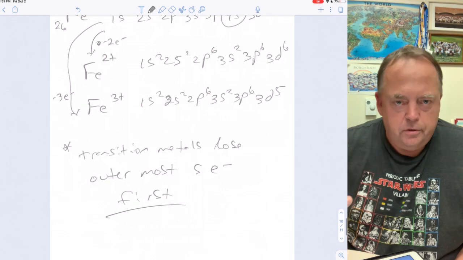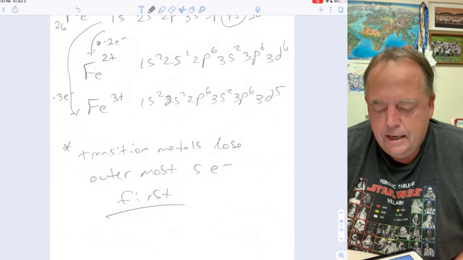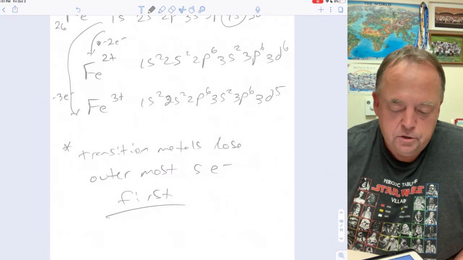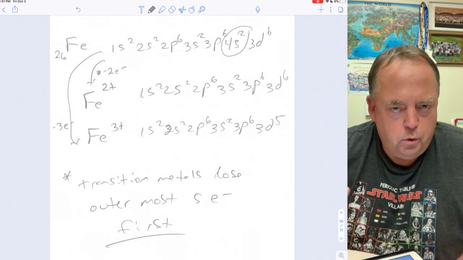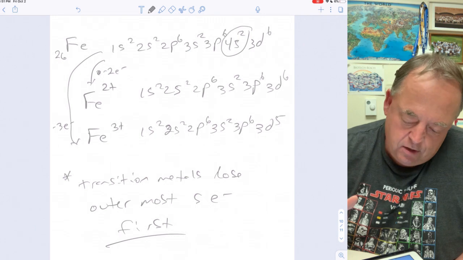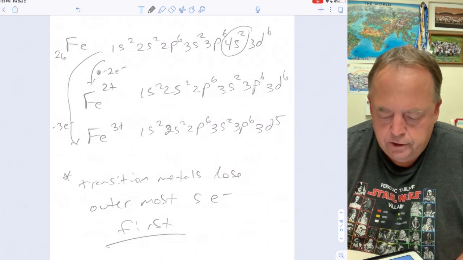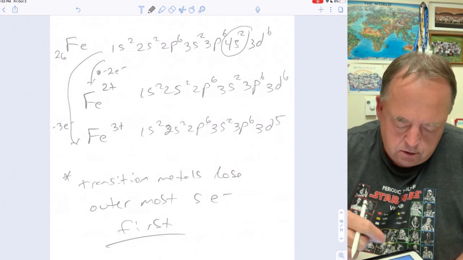Okay, so you just have to remember that for transition metals, you lose the outermost s electrons first, and once they're all gone, then you start taking away from the outermost d orbital, if you need to remove more electrons to get to the right charge.